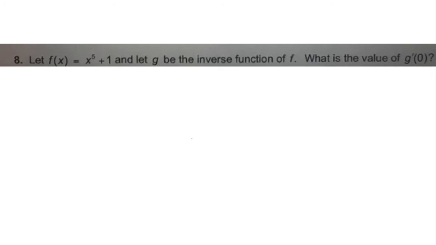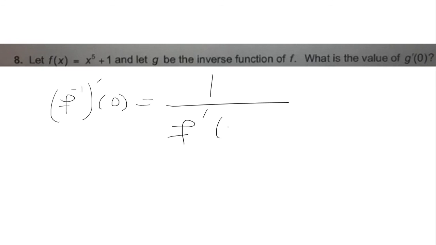Okay, last one. We're given that f of x is x to the 5th plus 1. And we want to let g be the inverse function of f. What is the value of g prime of 0? So that's another way of saying, what's the derivative of inverse of f at x equals 0, which is 1 over f prime of f inverse of 0.